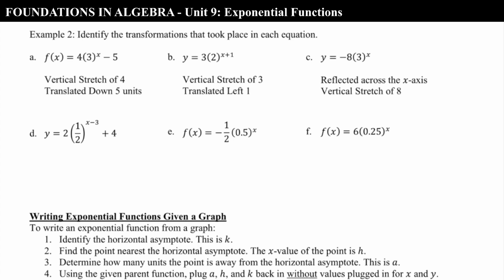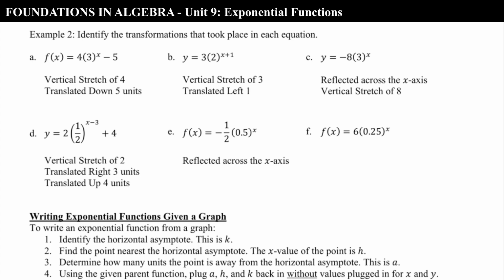In D, the 2 out in front tells us that we are stretched by 2. And then we have a -3 following the x, so that we are going to the right 3 units. And then a +4 on the end of everything tells us we're translated up 4 units. In E, we have a minus out in front, so we are reflected across the x-axis. The 1/2 out in front, just following the minus, tells us we are compressed by a factor of 1/2. The 0.5 to the x is just our parent function in this case, okay?